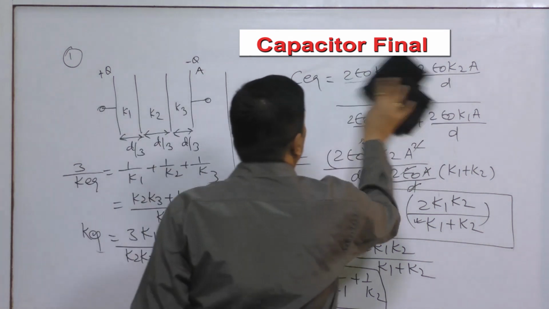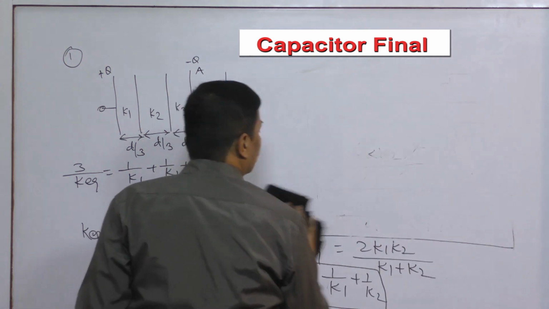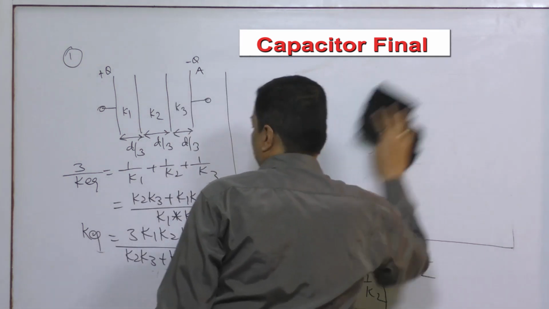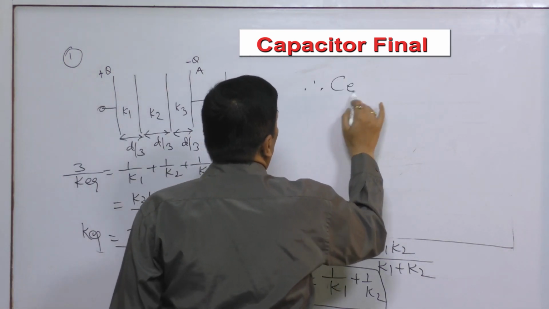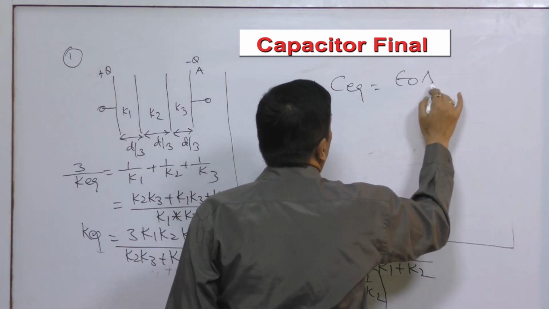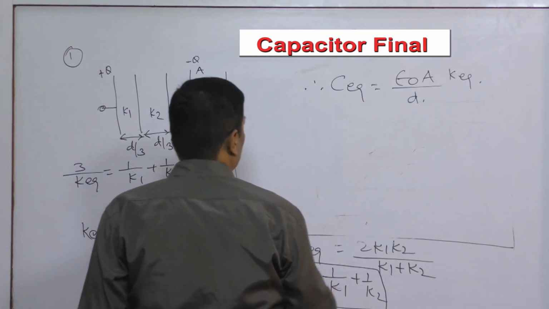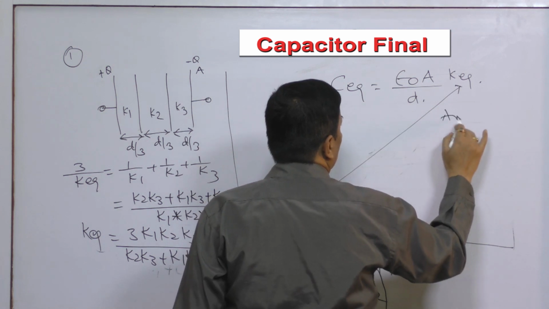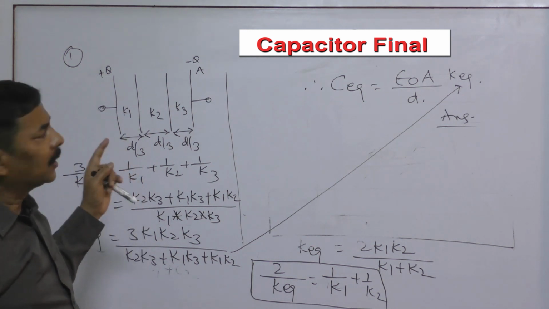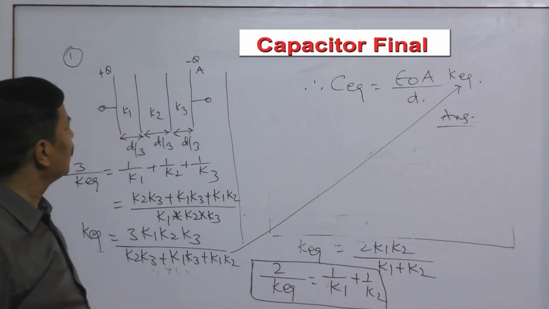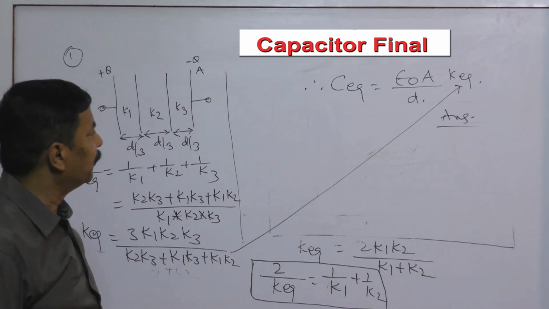Now what will be the capacitance? C equivalent we can get by the same formula, epsilon naught A by D. So C equivalent is equal to epsilon naught A K equivalent by D. At the place of K equivalent you put this value, and this will be your answer. So this is the way we can apply the concept of dielectric in capacitors, and we have solved this one problem, which is very important from your examination point of view.